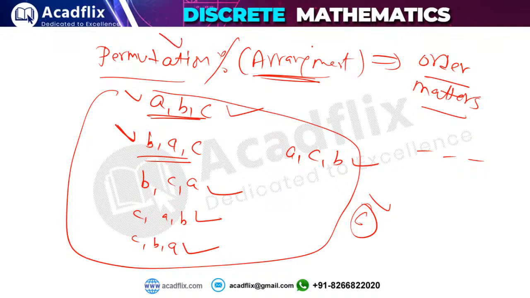Basically, permutation is nothing but an arrangement, and in permutation the order matters. Like ABC is different from BAC, BAC is different from BCA, BCA is different from CAB, CAB is different from CBA, and so on. Okay, so this is the idea of a permutation. Now let's see one example for permutation.